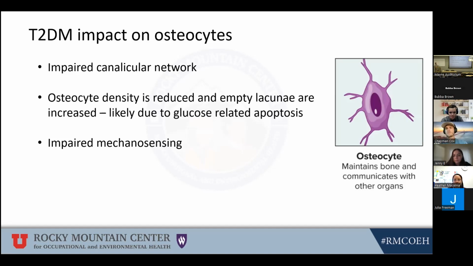As a result of this, osteocytes are mechanosensing. As you walk or exercise, they sense where the bone needs to be remodeled. With all of this impaired network, it disrupts the mechanosensing of the osteocytes.